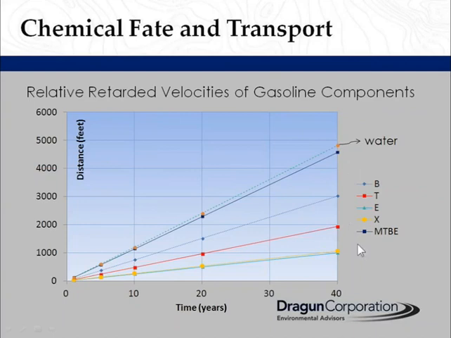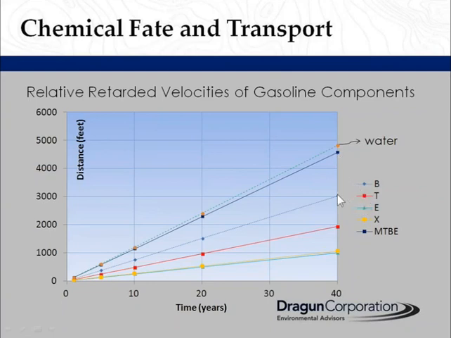These other chemicals are components that come out of gasoline: benzene, toluene, ethylbenzene, xylene. MTBE was an additive in the 90s. And we can see that MTBE, this color, travels almost as quickly as groundwater.